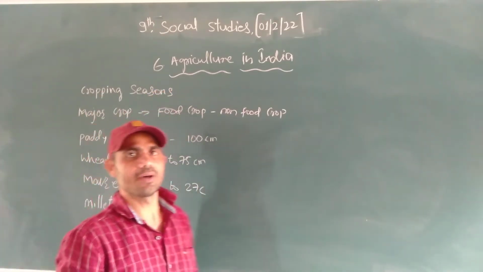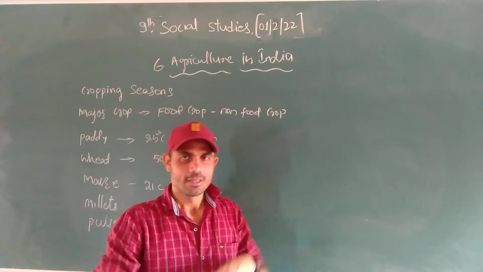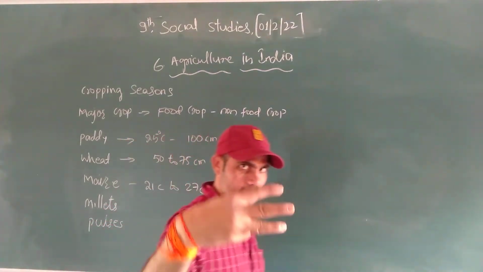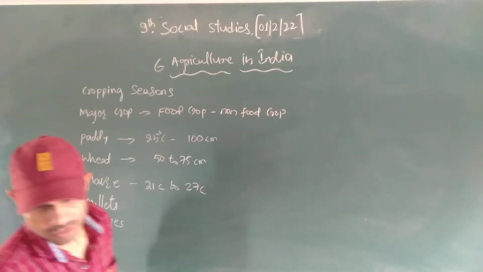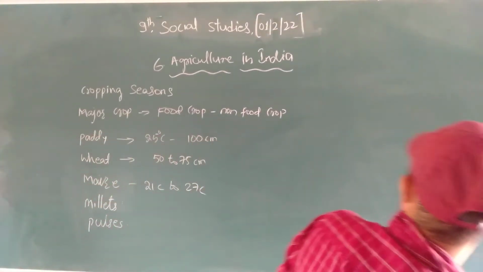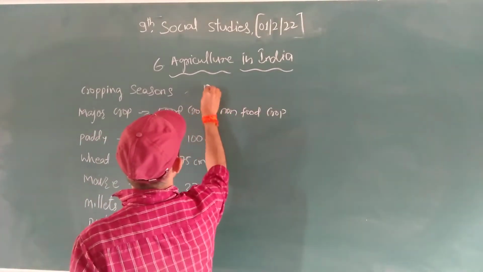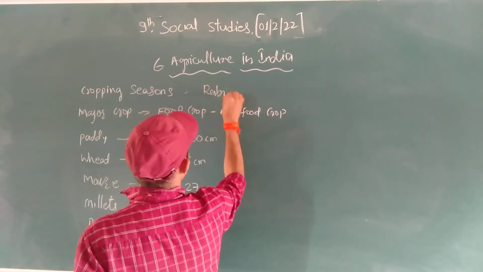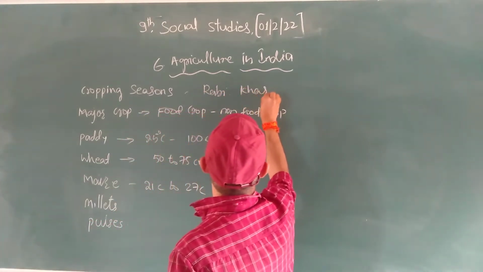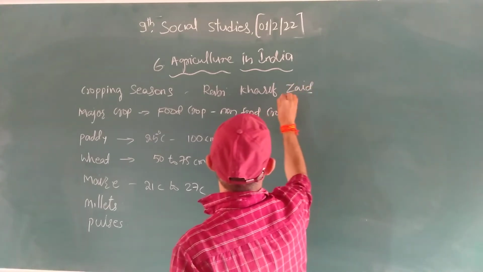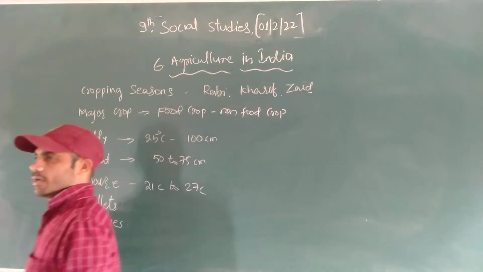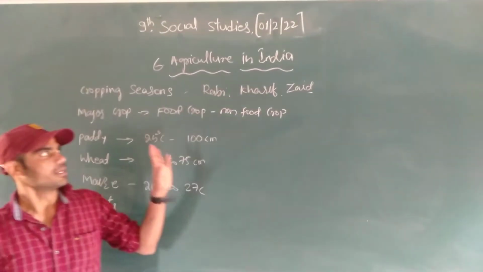How many cropping seasons do we have? We have 3 seasons. One is Rabi, another one is Kharif, and the last one is Zaid, right? Rabi, Kharif, Zaid. We already discussed this in the earlier section, right?